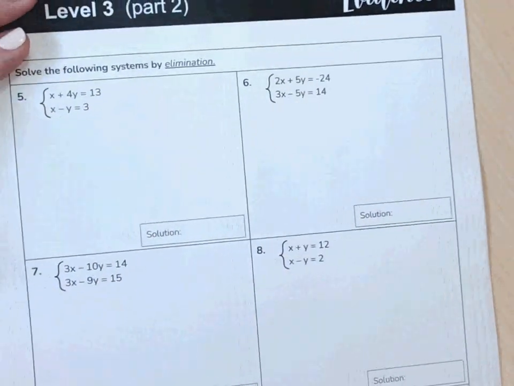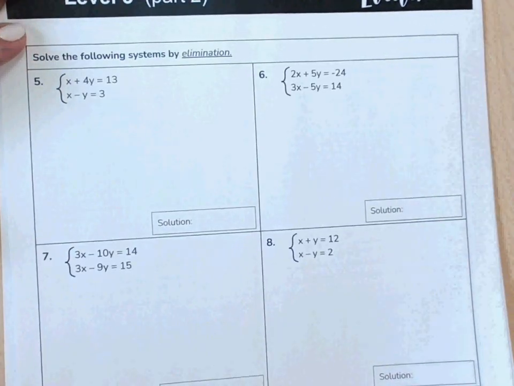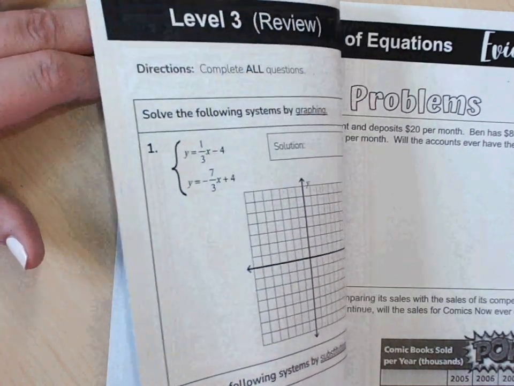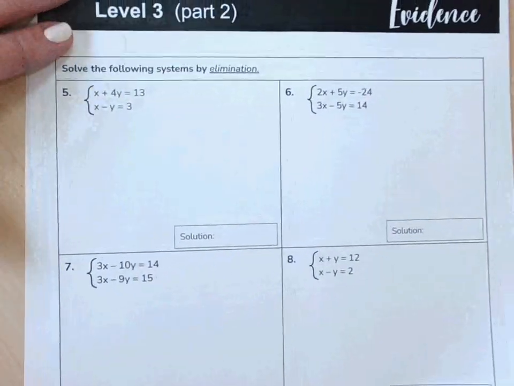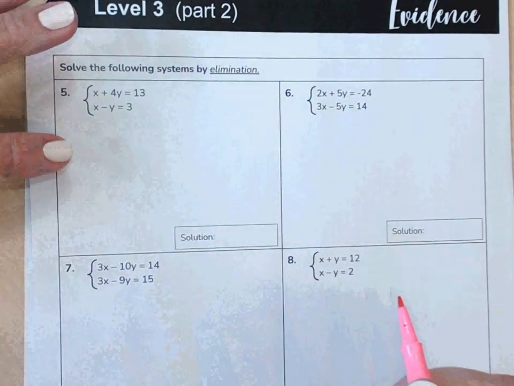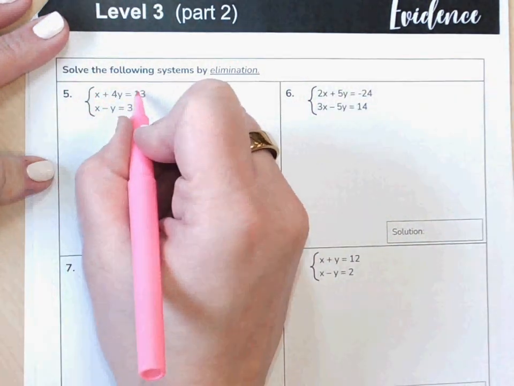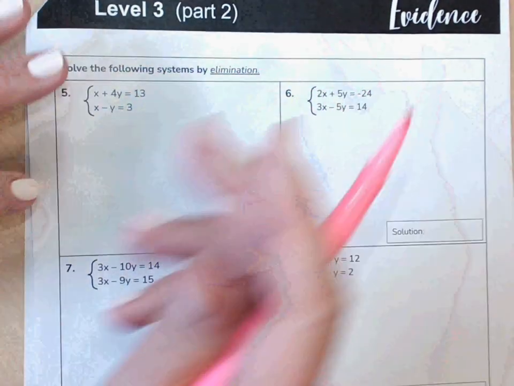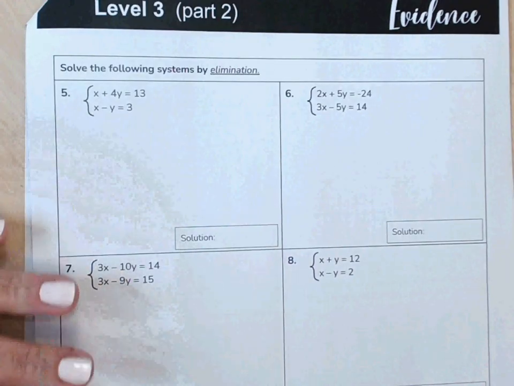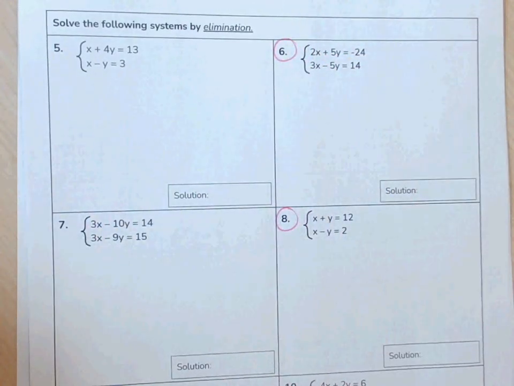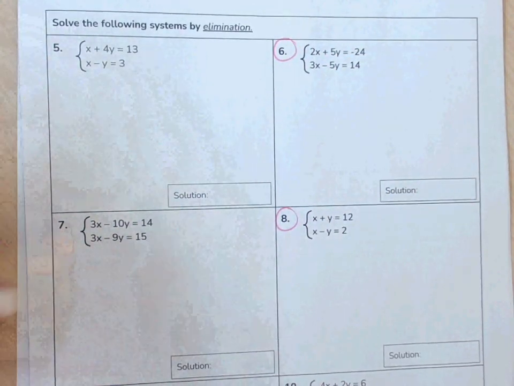So what you're going to do right now is your homework, which is on the next 2 pages. Okay? And that includes this other page as well, which is mostly a review of the first 2 levels. But as you're doing this one, your x's are not going to eliminate right away. So don't be afraid to multiply either the top equation or the bottom equation by negative 1. And then you're ready to go. Or you could focus on getting rid of the y's, whatever works for you. Or maybe start with number 8 or number 6, because those ones are easier than 5 and 7.